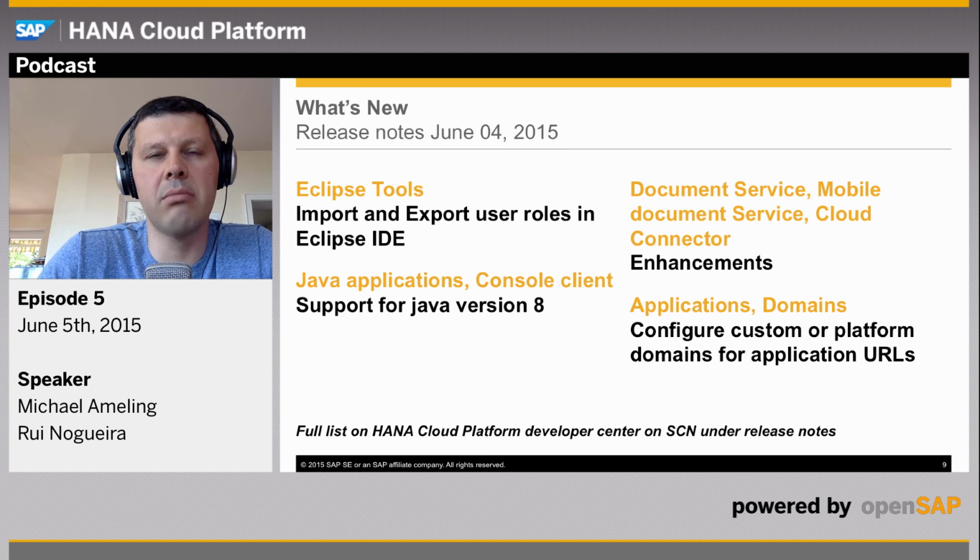We have some further enhancements around the document service, the mobile document service, and the cloud connector. And it's also now easier to configure or customize platform domains with application URLs. If you want to have a list of all the release notes, just go to the HANA Cloud Platform Developer Center under developers.sap.com/cloud, and you will find the release notes listed there too.